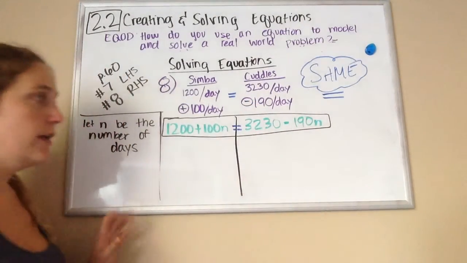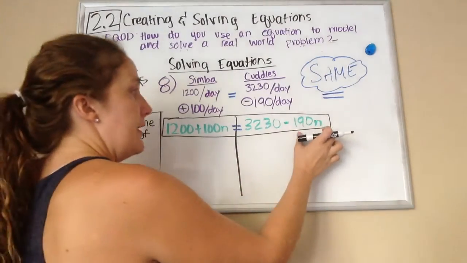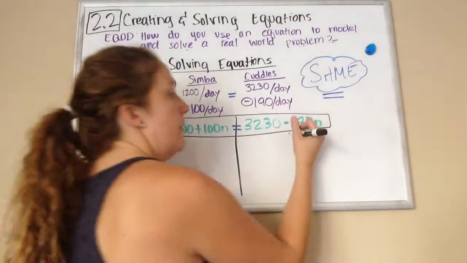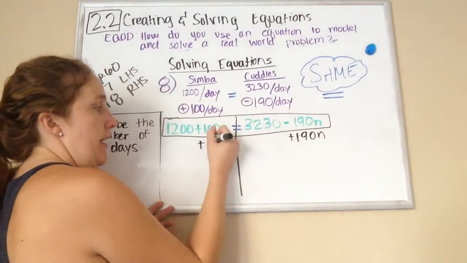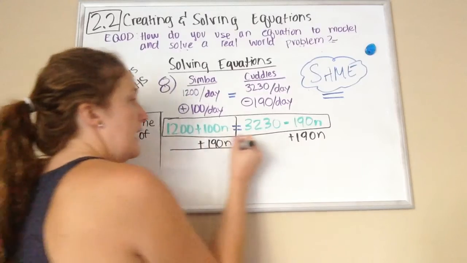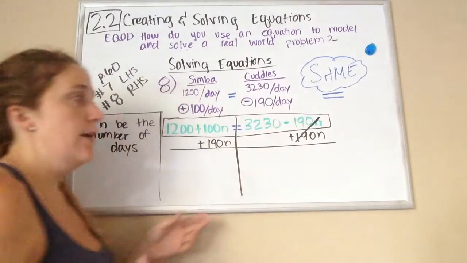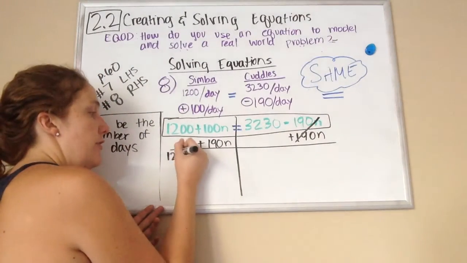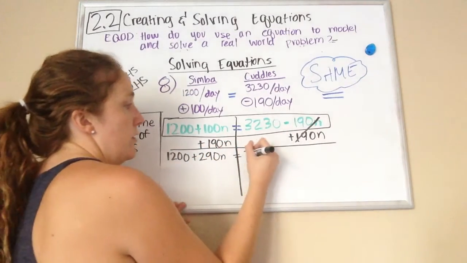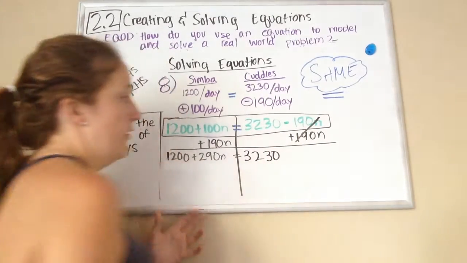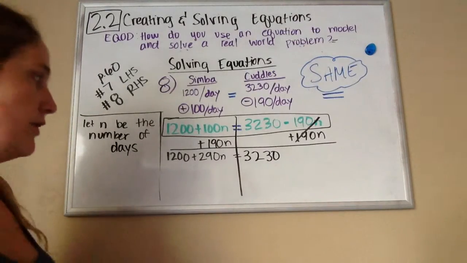This is our equation that represents our situation, and we're going to solve that out for n. There's multiple ways you can do this. There's multiple things you can move at one time. I don't ever really like subtraction, so that's the first thing I'm going to move. I'm going to add 190n to both sides. Anything I do to one side, I have to do to the other. 190 and 190 cancel out to become 0, and we get 1,200 plus 290n is equal to 3230.